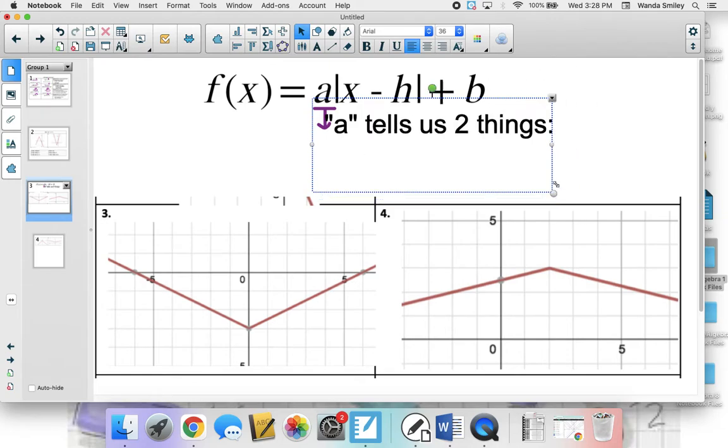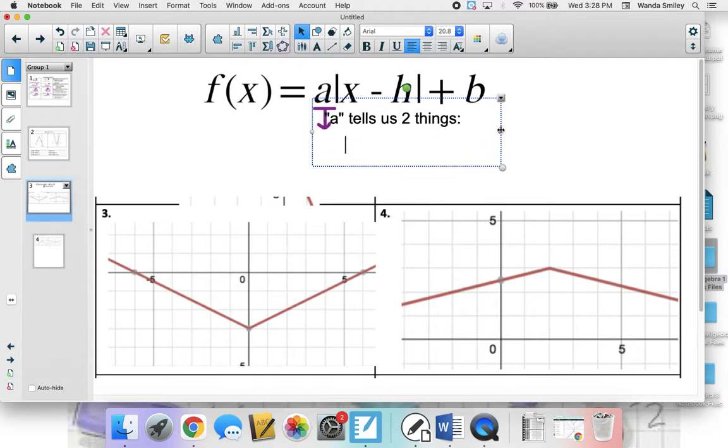Go ahead and make that smaller. Okay, it tells us that it either opens up or down. If it opens up, which means A is greater than 0, meaning it's positive, or down, which means A is less than 0, which makes it negative.